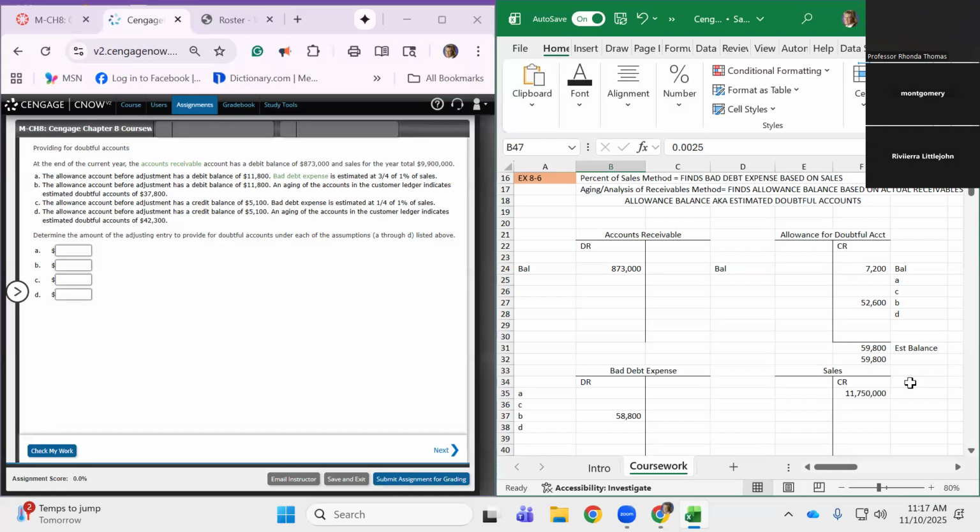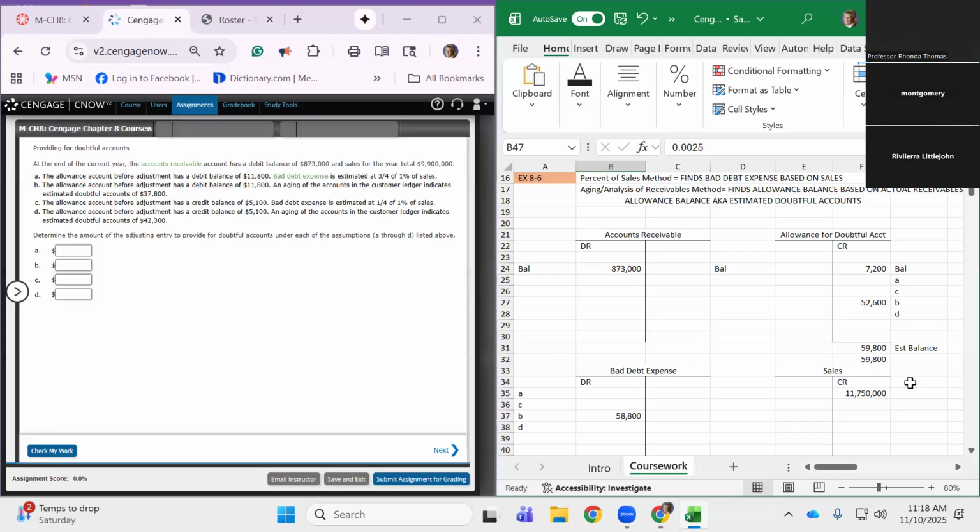And this one really makes GAAP happy. I'll try to make a nice smiley face. This is the one that GAAP prefers, aging the receivables. All right, we do have bad debt expense. To make sure you know, this is a new account, and it's just an expense account like any other account.